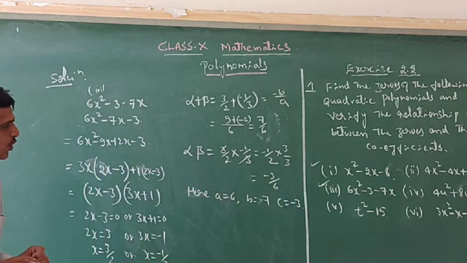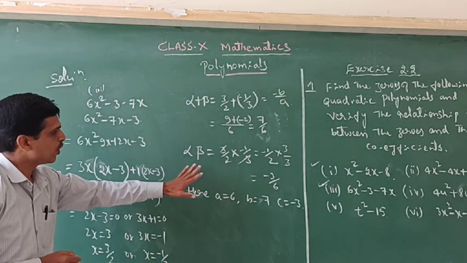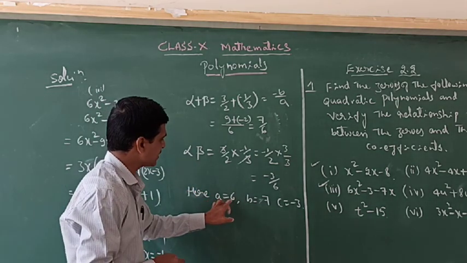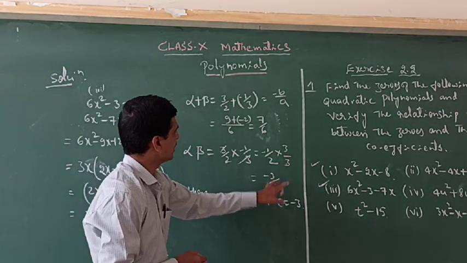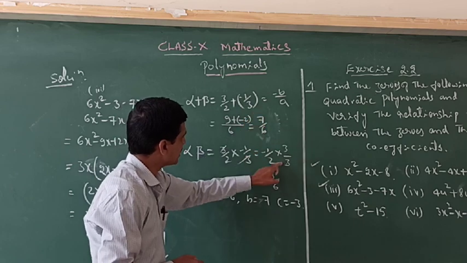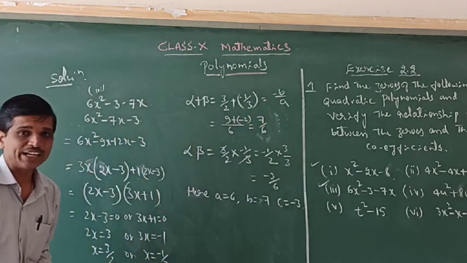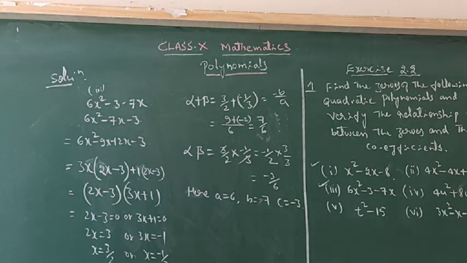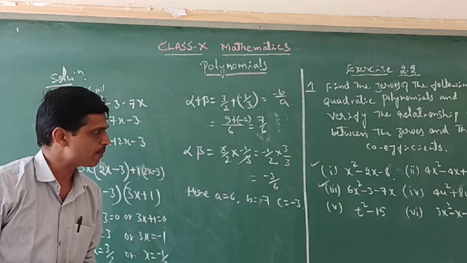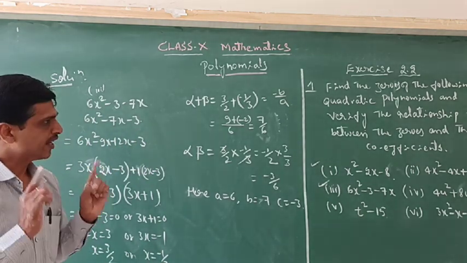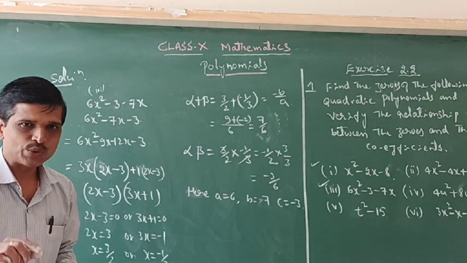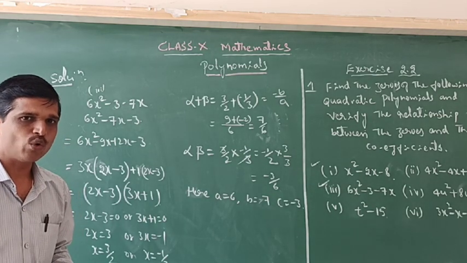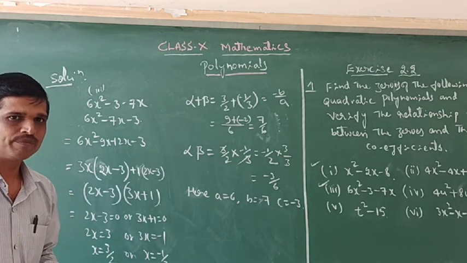So hence the solutions relate to the coefficients. Observe carefully: A is 6, B is 7, C is minus 3. It means these relations are directly related to the zeros of the polynomial. By observing these two examples, what I am going to conclude is that any zeros of the values are directly related to their coefficients of the polynomial.